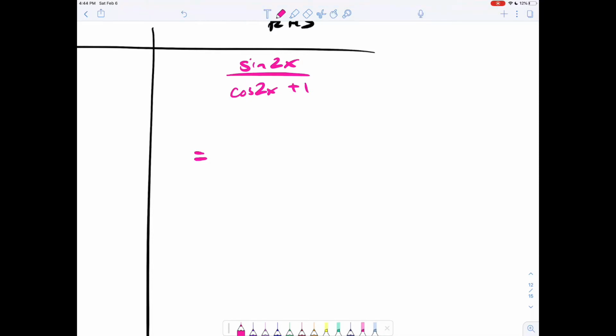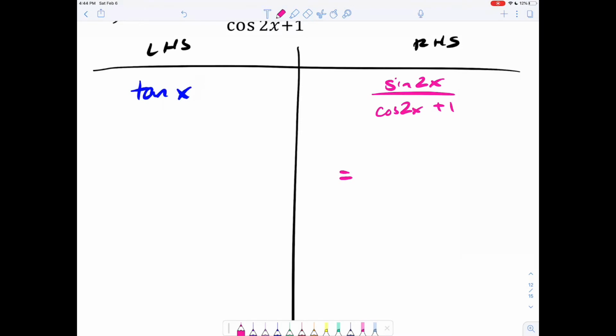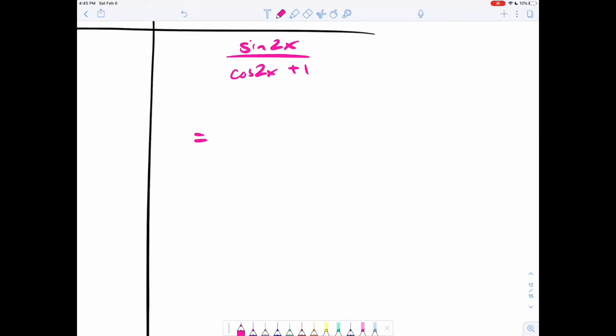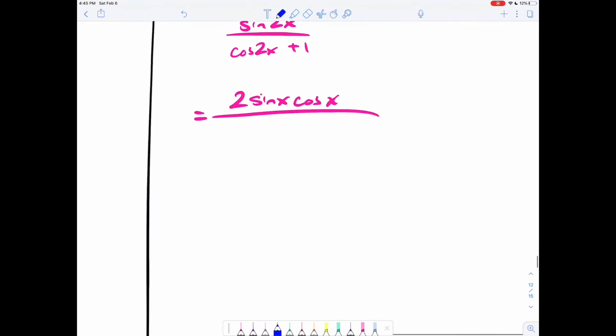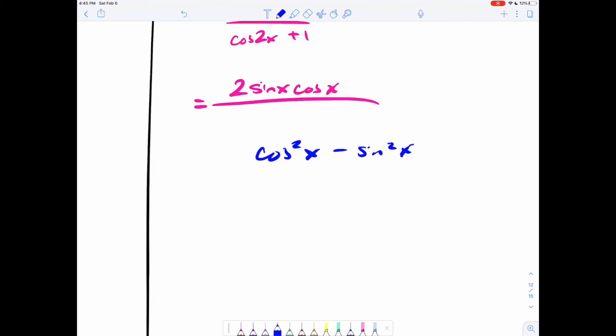Alrighties. What could I possibly do? Well, we've got some double angles happening here, and there's no double angles on this side. So I think I would personally start with getting rid of that and using my double angle formula to say that sine of 2x is 2 sine x cos x. And cos of 2x is something. I've got options here. Cos of 2x could be expressed a few ways. You could say that it was cos squared x minus sine squared x. You could also say that it was 2 cos squared x minus 1, or that it was 1 minus 2 sine squared x. We got options.